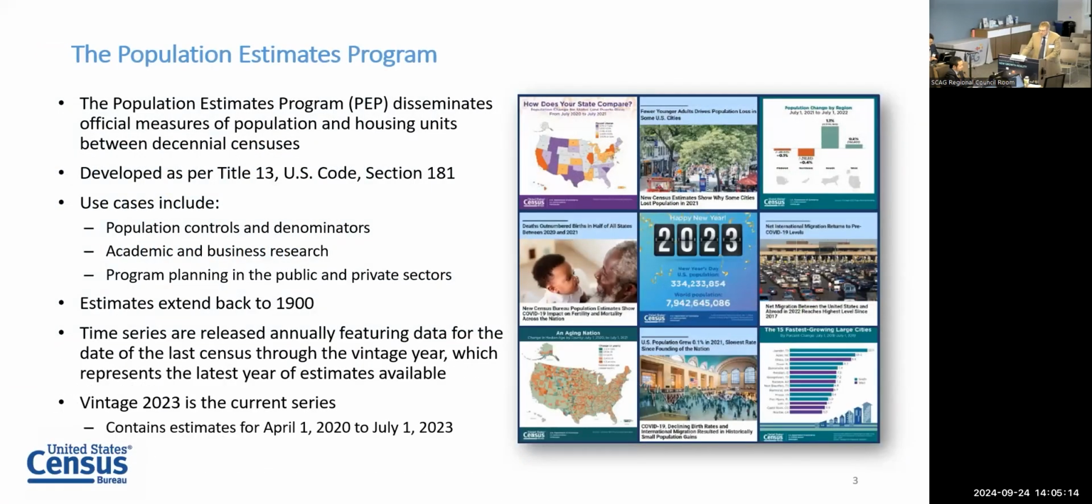So the population estimates program disseminates official measures of population and housing units between the decennial census. We make what are called post-census estimates. So they build on that most recent census. We developed these under Title 13 of the U.S. Code, Section 181. There's a lot of use cases for the population estimates. One of the bigger ones is population controls for surveys, also as denominators for vital rates, academic and business research, also program planning. We've been making population estimates at the Census Bureau since 1900.